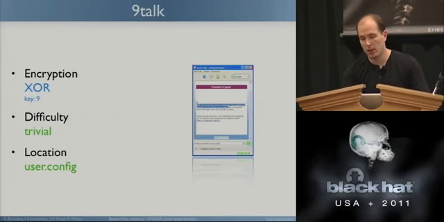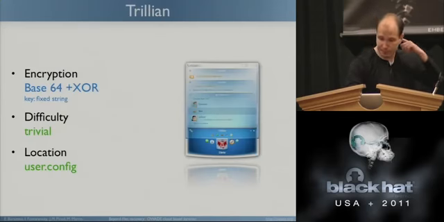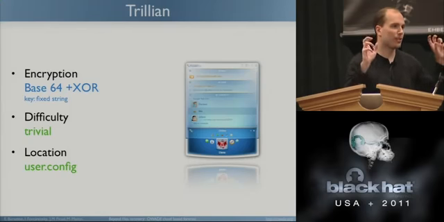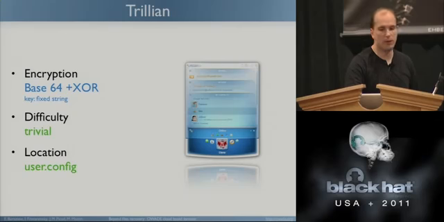Completely trivial. Trillian, which is paid software which allows you to have multiple accounts from multiple systems. Base64 encoded, not encrypted, and then XOR with a very, very long string, the long string being the same all the time. Very trivial to do.